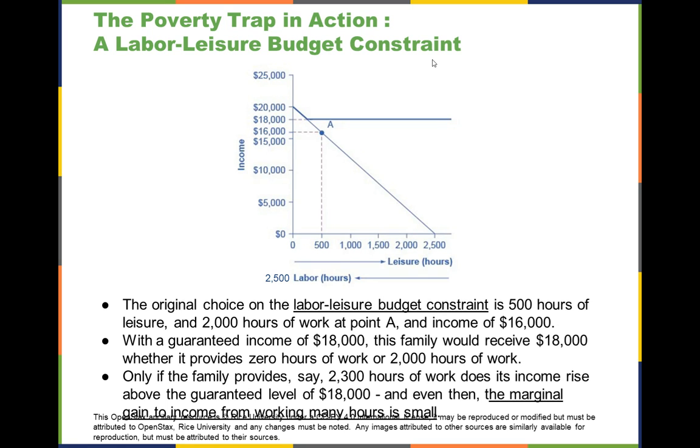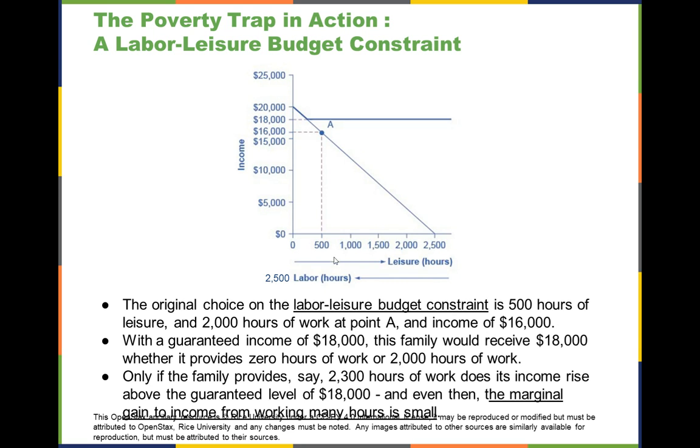And so this is the poverty trap in action, a labor-leisure budget constraint. The original choice on the labor-leisure budget constraint is 500 hours of leisure and 2,000 hours of work at point A. So the original choice of 500 hours, which you can see here, this is 500 leisure hours, and then they don't provide you with the numbers down below, but these are the same. So this is 2,500 work hours. This is 2,000, this is 1,500, this is 1,000, this is 500, and this is 0.